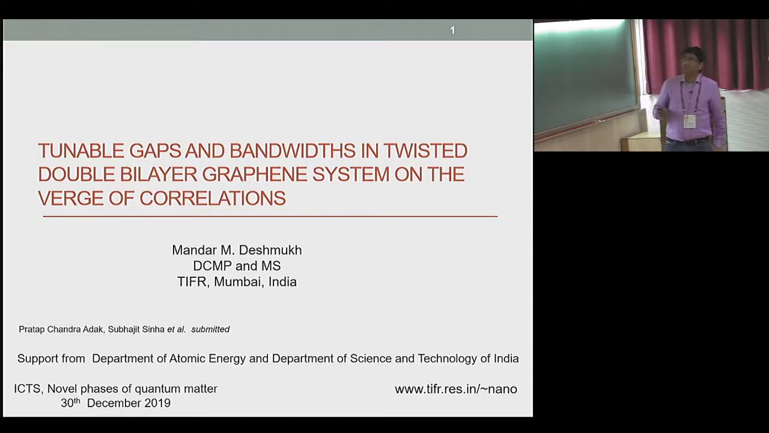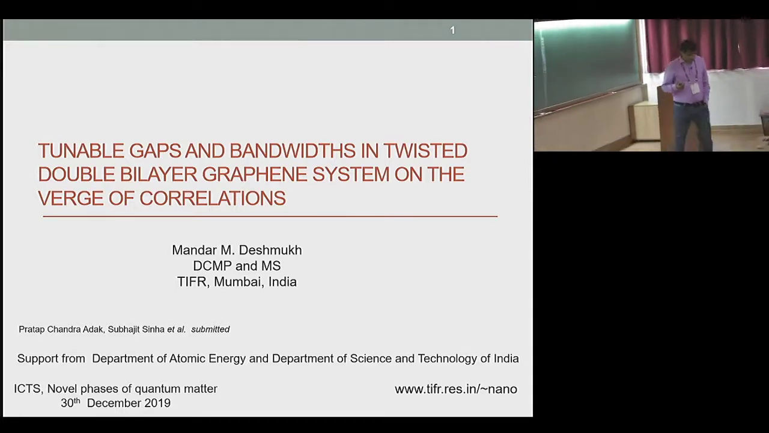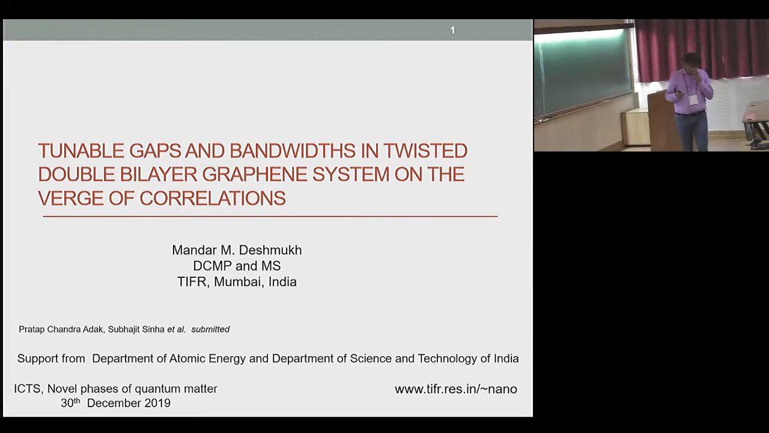Okay, so I'm going to tell you about a particular sort of creature in the zoo, which is twisted structures made out of bilayer graphene, and I'll tell you about some of our experiments where we can measure gaps and also bandwidths by doing transport measurements.